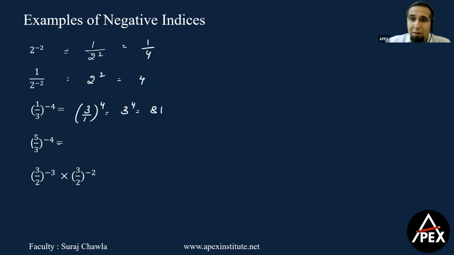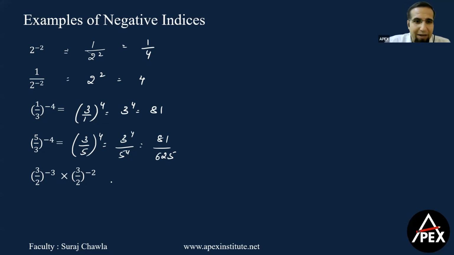Similarly, 5 by 3 whole to the power minus 4, I need to flip the fraction. So this becomes 3 by 5 whole to the power 4. So 3 to the power 4 divided by 5 to the power 4. What is 3 to the power 4? 81. What is 5 to the power 4? 625. So therefore, 81 by 625 becomes the final value.